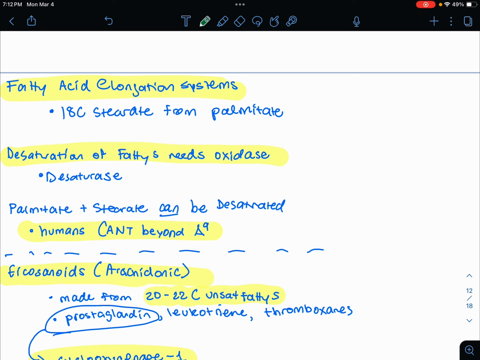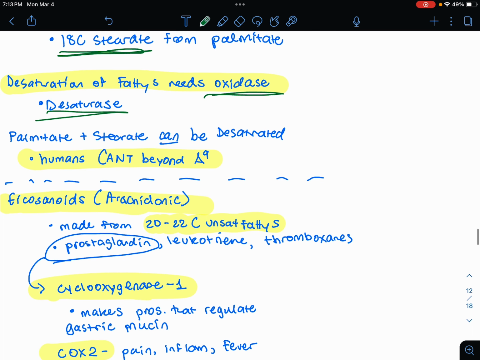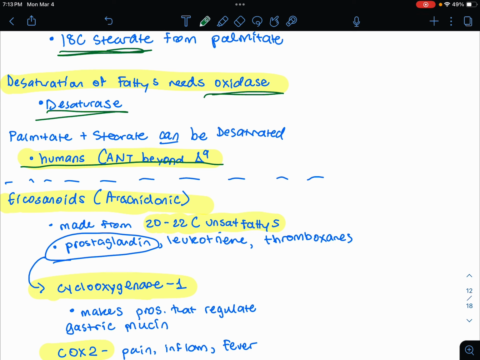Okay, so fatty acid elongation systems are used to lengthen palmitate to form long saturated fatty acids. For example, this one right here, stearate, is an 18-carbon fatty acid, and that's made from palmitate. That's just an example of one. Desaturation of fatty acids needs oxidase, so we're going to be using a desaturase to do that process. Okay, so palmitate and stearate can be desaturated. However, humans cannot desaturate beyond delta 9, and that's just the position of the carbon bond.